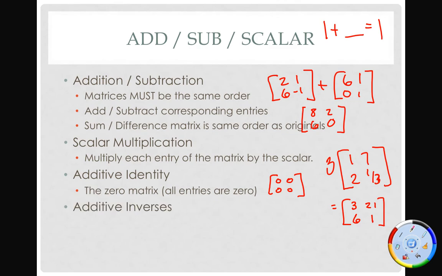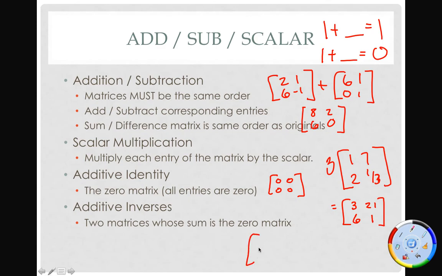Additive inverses are the same as here. If I said 1 plus what equals 0, it's two things that add together to get the additive identity, and it's just going to be the opposite. So it's two matrices whose sum is the zero matrix. An example would be something like this: 1, 2, 3, 4. If I added that to -1, -2, -3, -4, that would create a zero matrix.